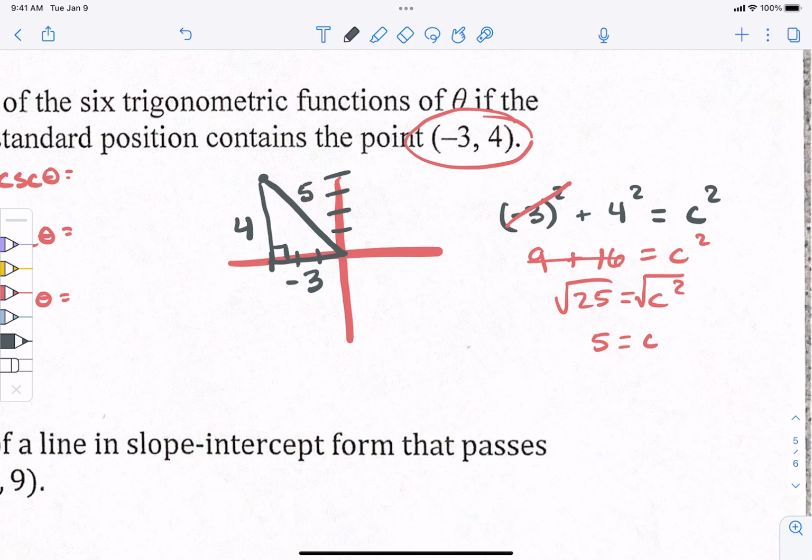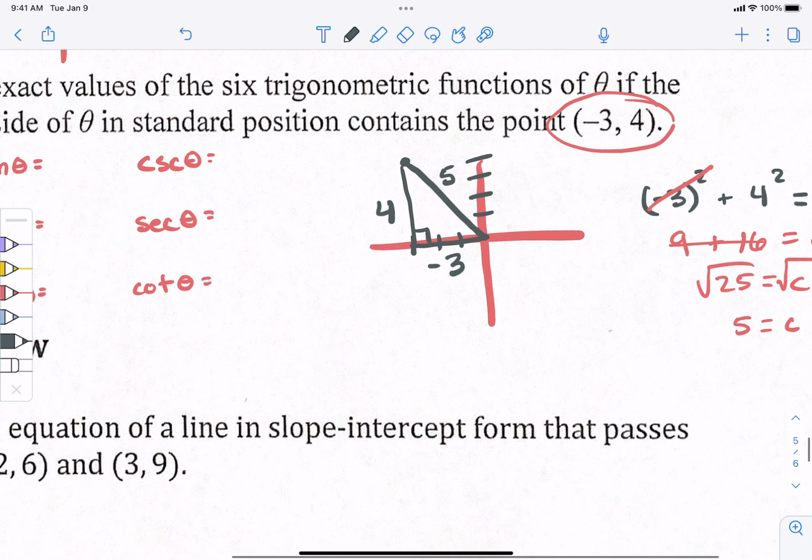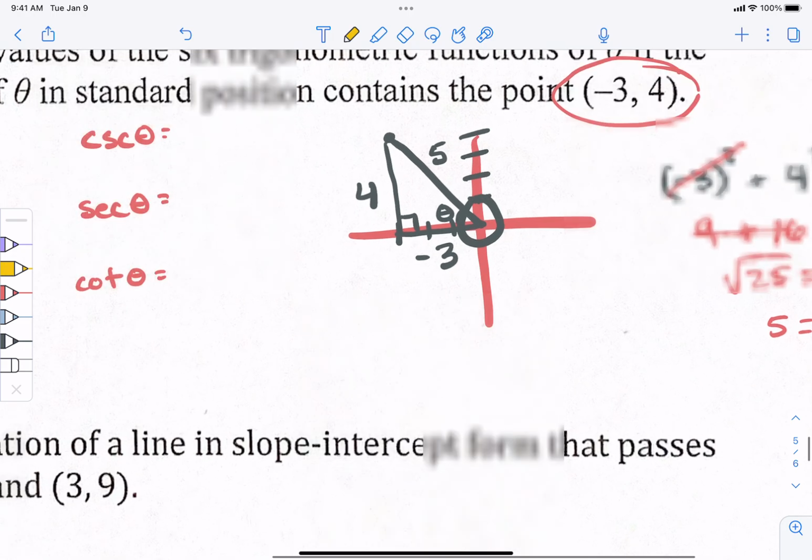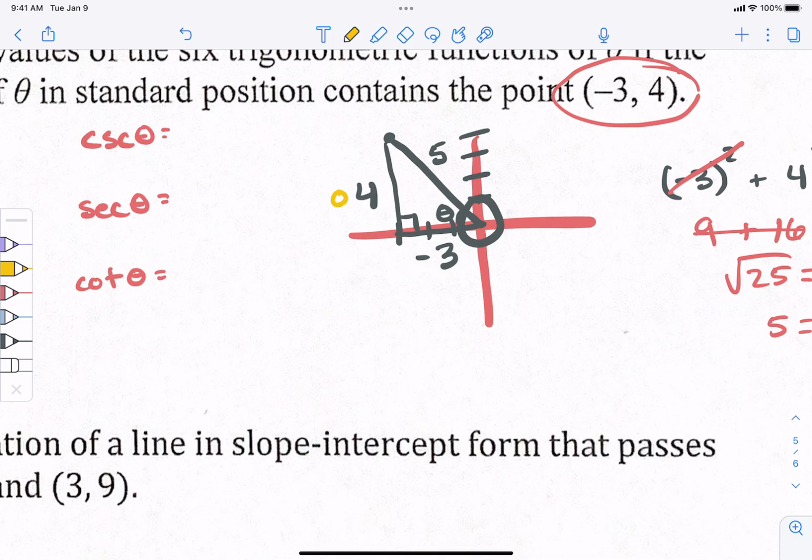All right, and now angle theta. Angle theta will always be this angle that's inside right next to the origin. So this is the angle that I'm looking at, and then let's label our sides. So the opposite one would be 4. The hypotenuse is 5, of course, and then the adjacent is -3. Don't forget the negative on the 3, okay?